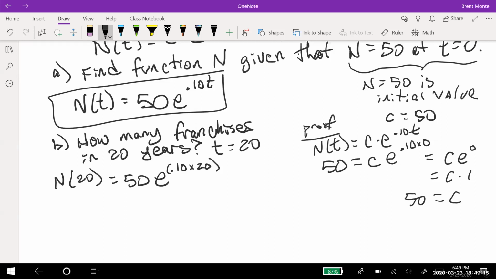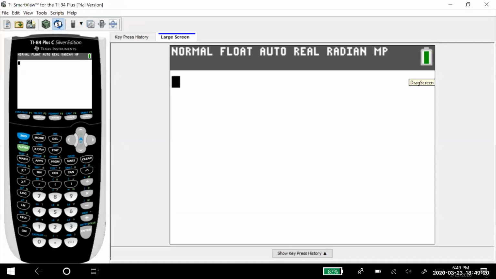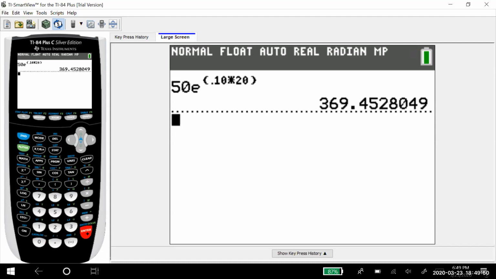All right, let me flip over to my calculator. Here's my calculator. All I need to do is 50, and then e to the power, I go second. The ln button is e to the power. Now notice mine actually puts it as an exponent. If it didn't, I would have to do parentheses, 0.1 or 0.10, I'll put it the way we see it, times 20. And you can close parentheses or not, it doesn't matter. I'm just going to hit equals at this point, enter.